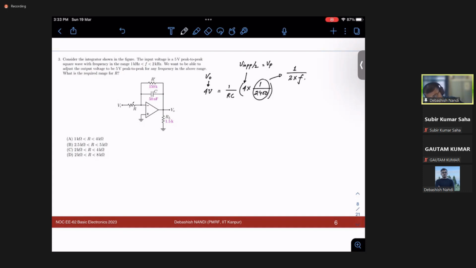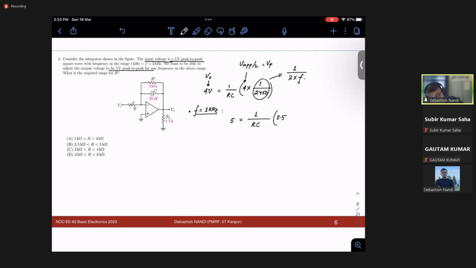So what they are asking, when your frequency is 1 kilohertz, right? What is your V naught? V naught is your 5. Your R you do not know. C you know it is to be 50 nanofarad. What is your V input by 2? It is 2.5, because this is also peak to peak, input voltage 5 volt, and this is also peak to peak, right?